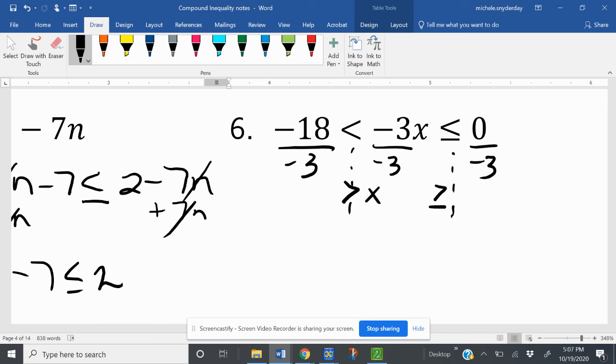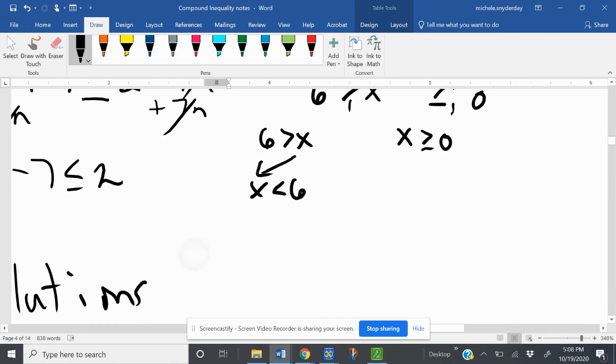So we've got x in the middle. Negative 18 divided by negative 3 is a positive 6. So one of our inequalities is 6 is greater than x. And 0 divided by negative 3 is still 0. And our second one is x is greater than or equal to 0. Well, this one we need to write so that x is in front, and the pointy part is towards the x, and the open part's towards the 6.